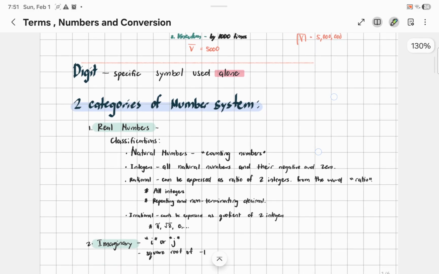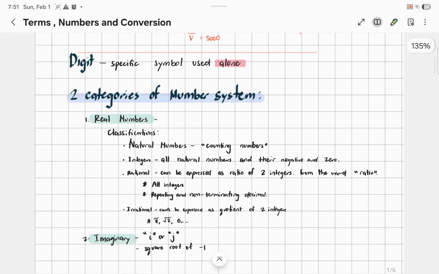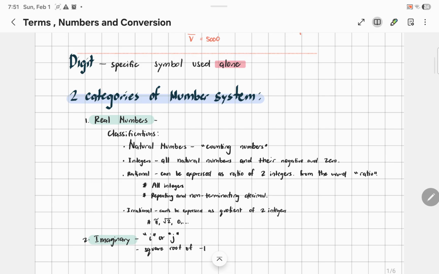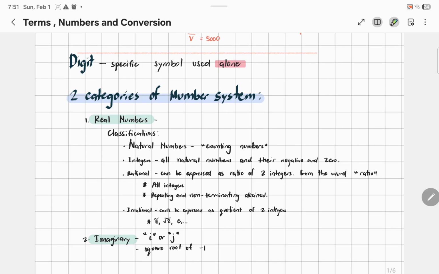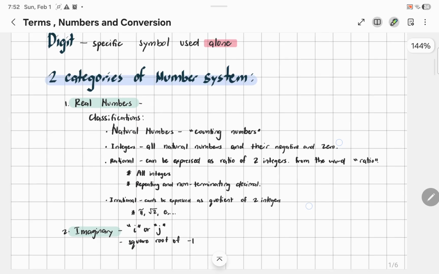Okay, now let's proceed to digits. A digit is a specific symbol used alone. For example, we have 3, 5, 6. The 3 is a digit, the 5 is a digit, and 6 is a digit, said alone, one by one. So in this number 356, we have 3 digits in total. Now let's proceed to the categories.